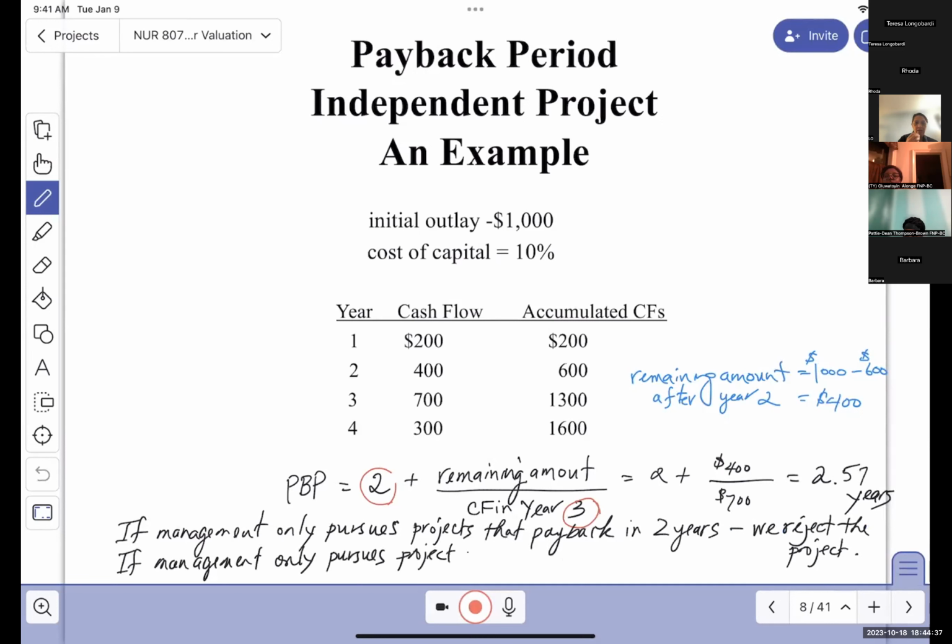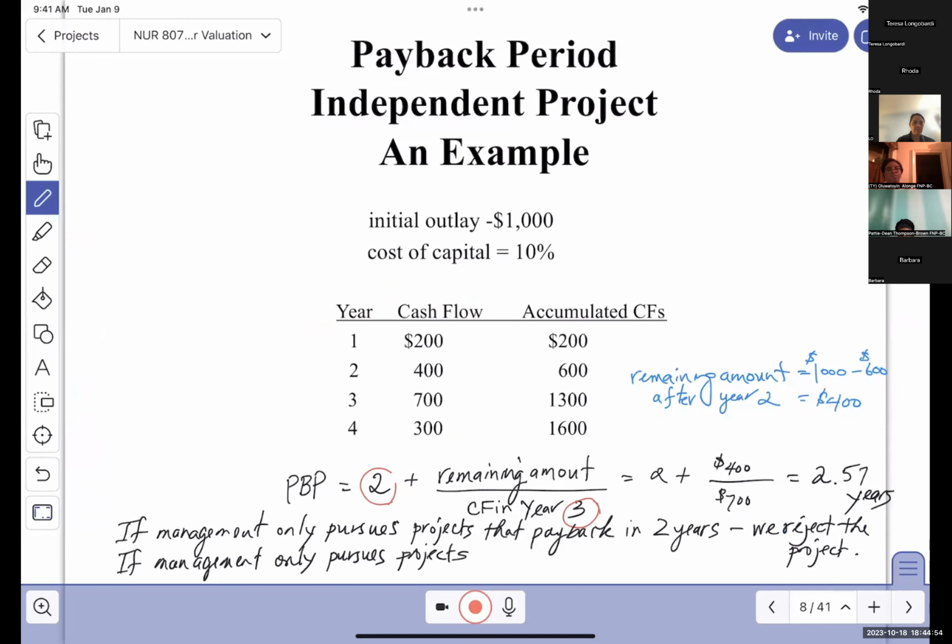So this is very practical. Most investors will ask that. So it's good to have this number. Again, it's all based on the estimates. If these are not good estimates, then the payback period is not a good estimate.